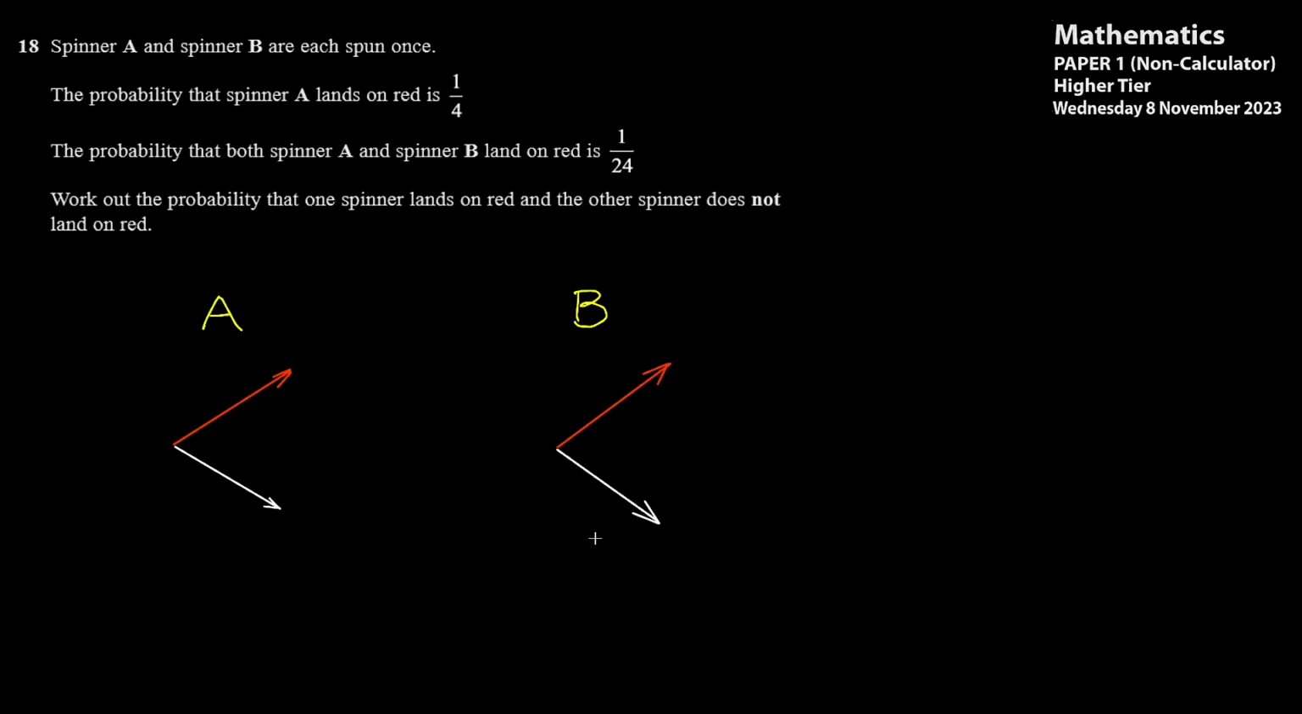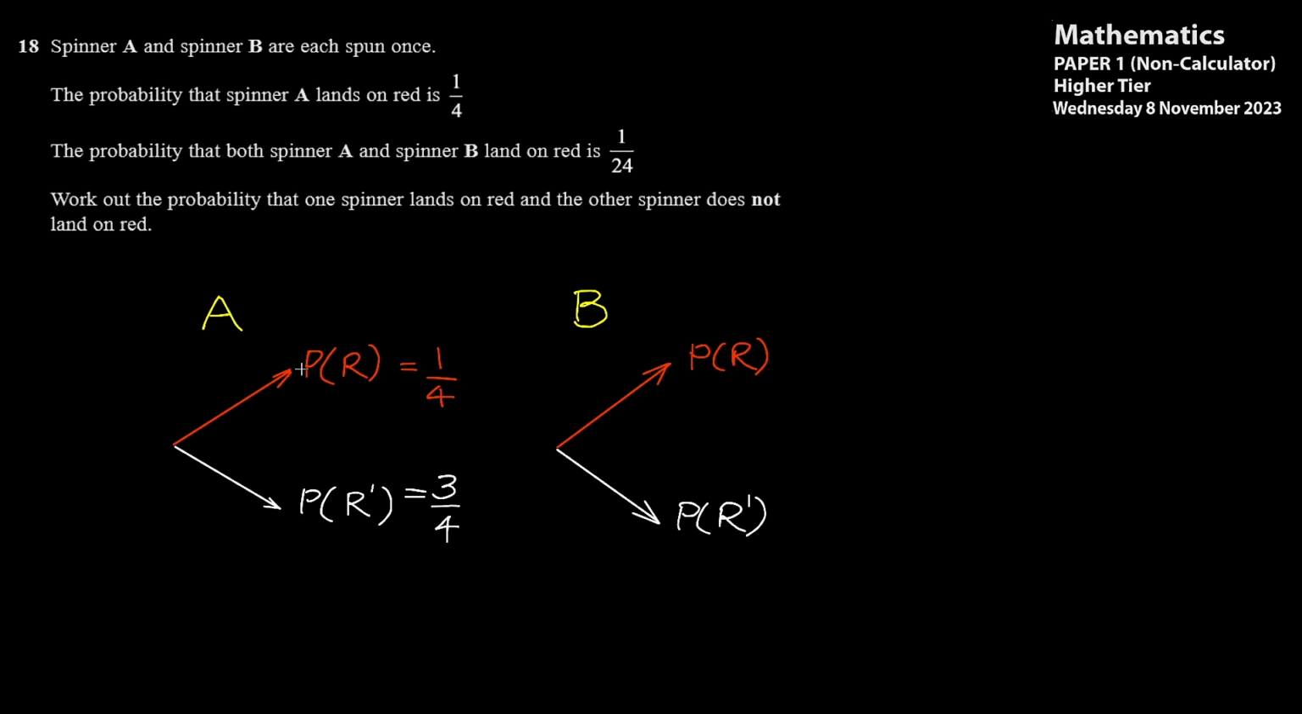There are our two spinners. So this is the probability of red, and this is the probability of not red, which I'm going to call red dashed. Equally for spinner B, this is the probability of red, and this is the probability of not red. Well, we know this is equal to 1/4. So this must be equal to 3/4.